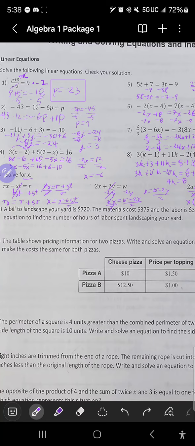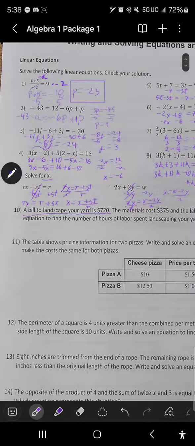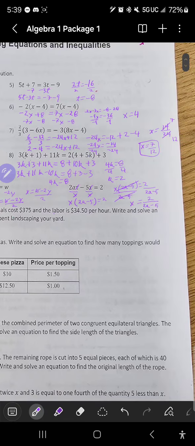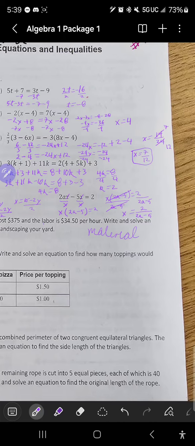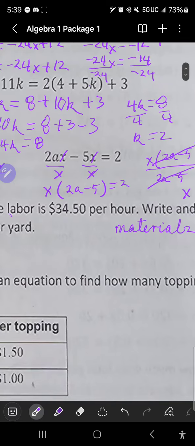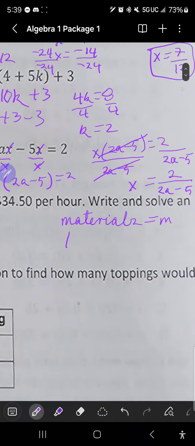Okay, we know that the total bill is going to be $720, as it says in the first sentence. So we can say that the $720 is going to be equal to all the other things, which are the materials and the labor. Materials, I'll say M. You can put any letter you want. I just like to put the first letter of the word. So materials equal M. And the labor per hour, I give it h, but you can always give it any letter that you like.